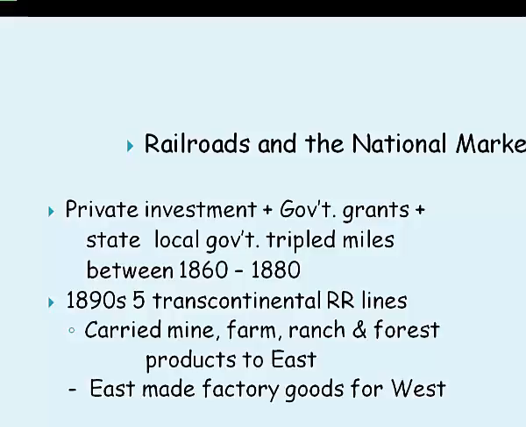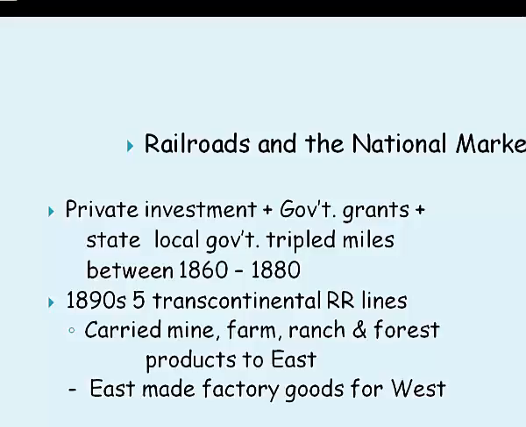Railroads enabled this second industrial revolution. Private investment and huge grants of land and money by federal, state, and local government tripled the number of miles of rail between 1860 and 1880, just 20 short years. And it tripled it again over the next 40 years. And this opened vast new areas to commercial farming and created a national market for manufactured goods.